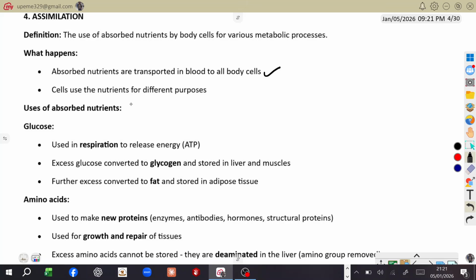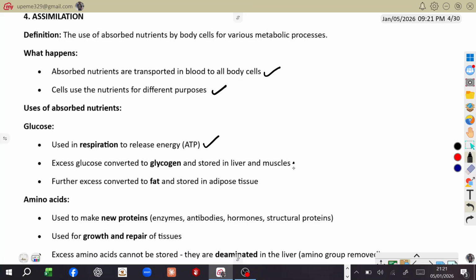So cells use the nutrients for different purposes. All right. So uses of absorbed nutrients: glucose is used in respiration to release energy. Glucose, which comes from carbohydrate when it is digested, is used in respiration to release energy in the form of ATP, which is adenosine triphosphate.